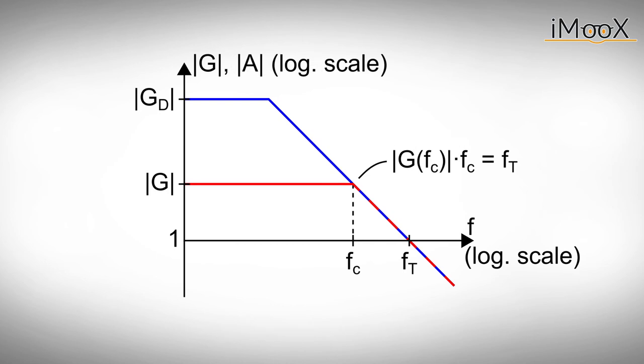The blue line is the frequency response of our standalone operational amplifier. The red line represents the frequency response of our completed circuit, which could be, for example, a non-inverting amplifier with gain G. Where the red line meets the blue one, the gain of our circuit starts to decrease. The corresponding frequency is the corner frequency FC, up to which our circuit performs as intended. At this point, we can state that the gain and frequency are related to the transit frequency. If we rewrite the equation, we can see that the higher we want our gain to be, the more we have to sacrifice on corner frequency. In other words, the higher the gain, the slower our circuit will operate.